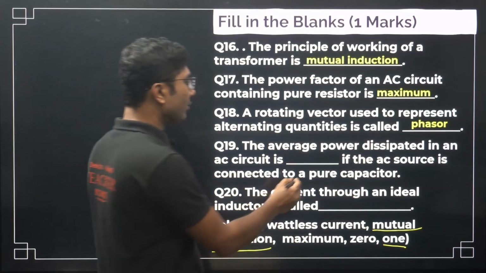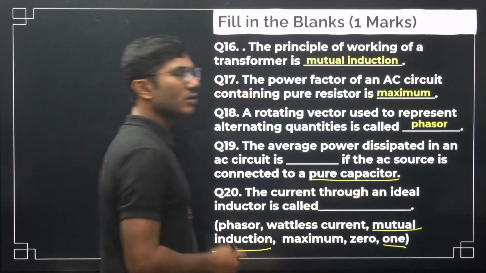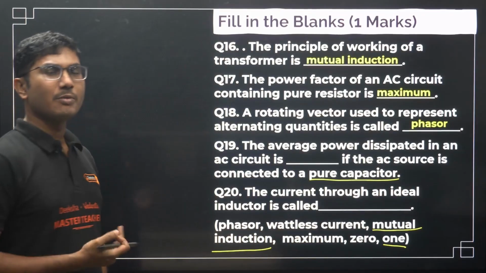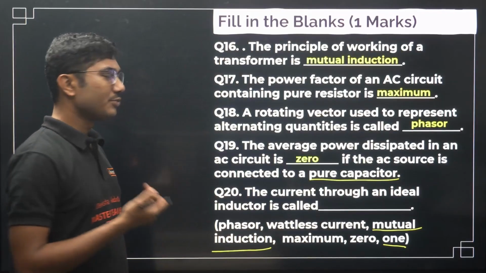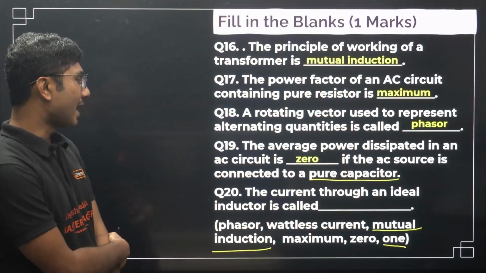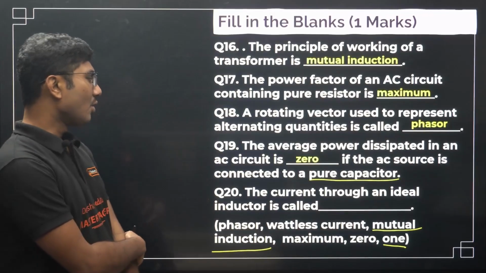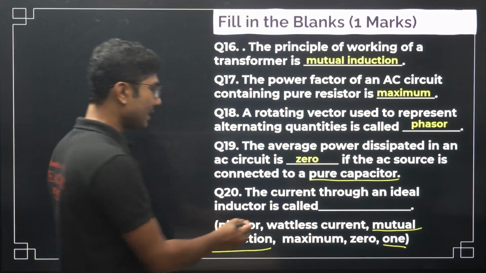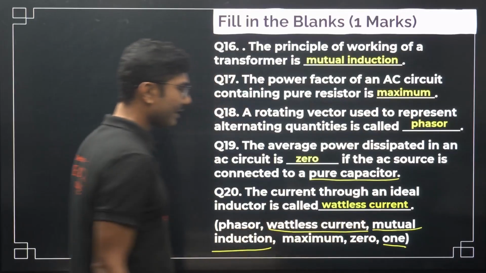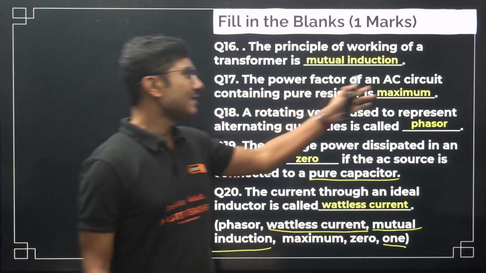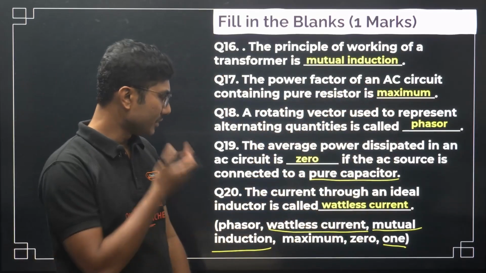to a pure capacitor. So if it is connected to a pure capacitor, the energy consumed by it is 0, so power consumed is 0. The current through an ideal inductor is called wattless current. Now in this case, maximum and 1 are both possible.